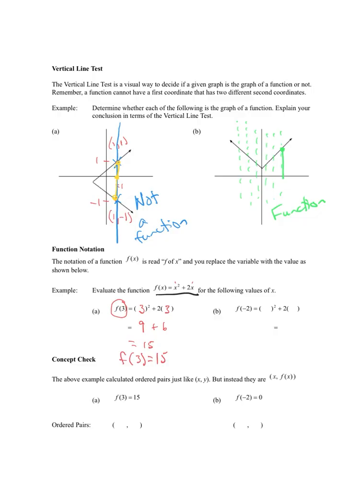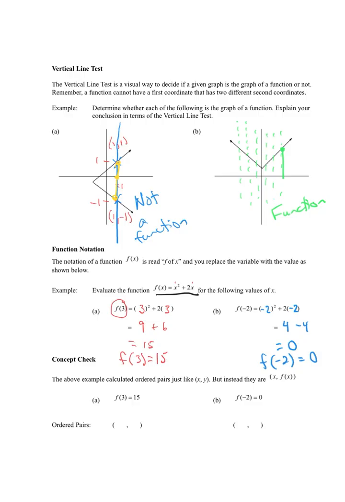Let's do another one where we do f of negative 2. Now you got to watch your signs there because negative 2 is in parentheses, giving you a square of positive 4. Remember, a negative times a negative. And then 2 times negative 2 would be negative 4. So that gives us 0. So in other words, f of negative 2 is 0.